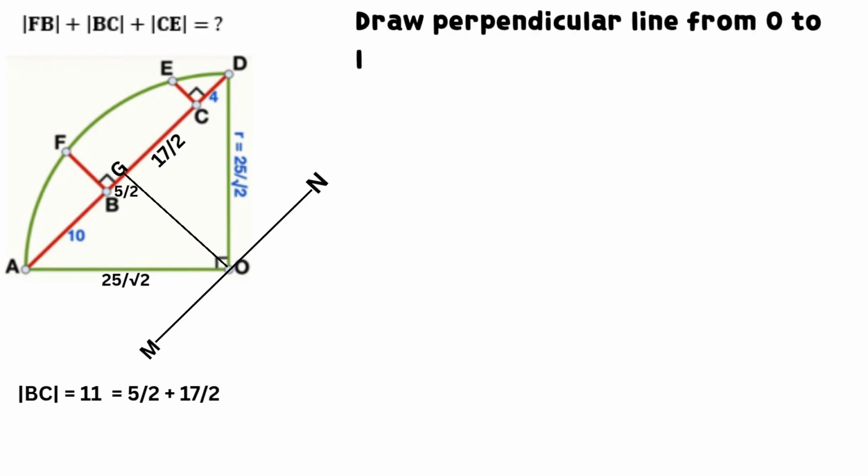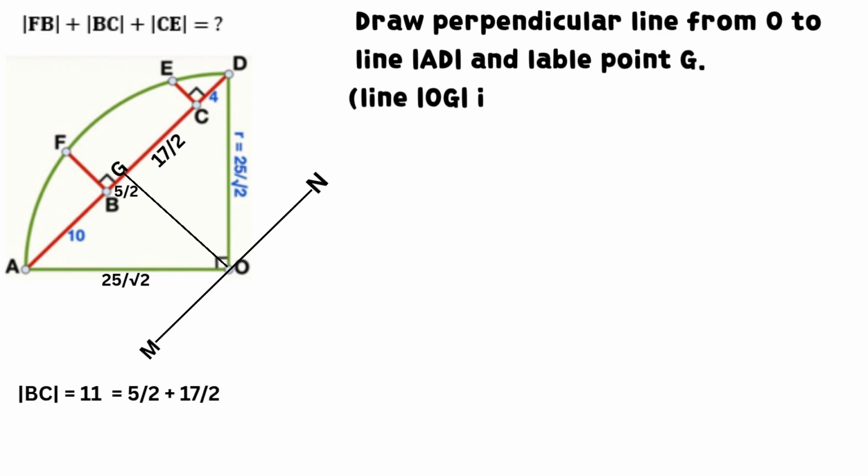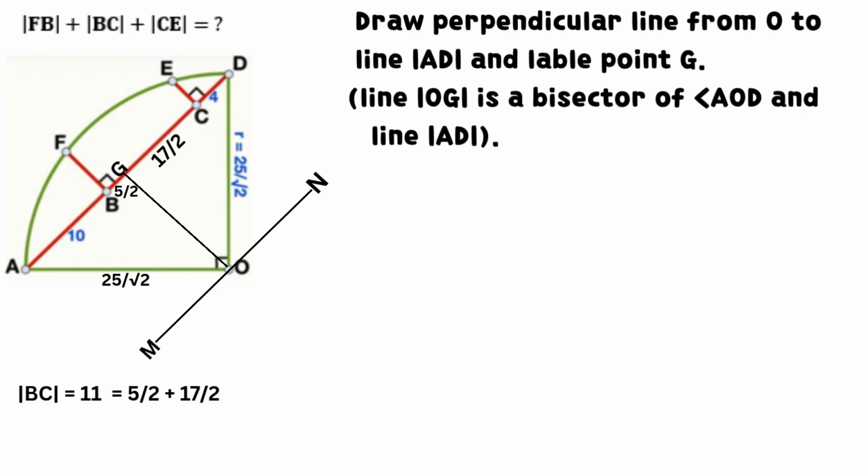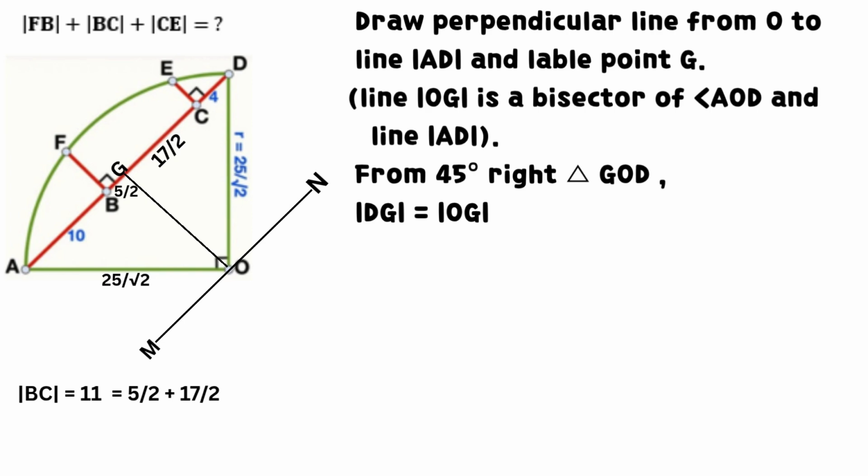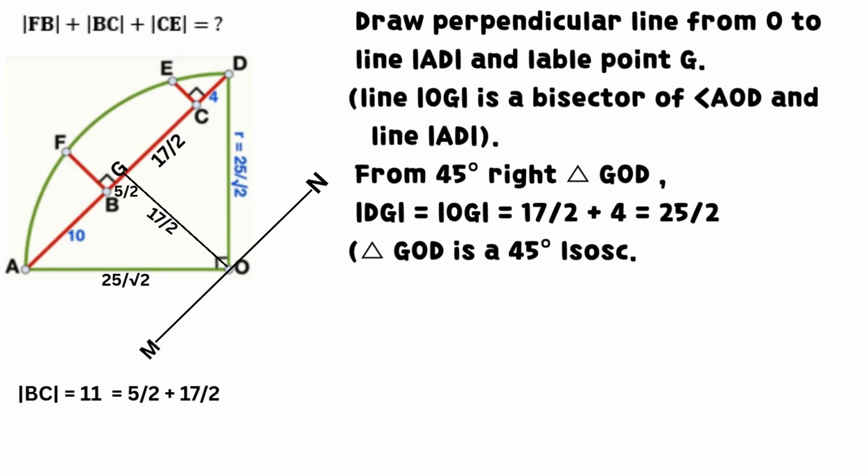Draw a perpendicular line from O to line AD and label point G. It is because line OG is a bisector of angle AOD and line AD. From 45 degrees right triangle GOD, line DG equals line OG, which equals the sum of half of 17 and 4. The result equals half of 25. This is because triangle GOD is a 45 degrees isosceles triangle.